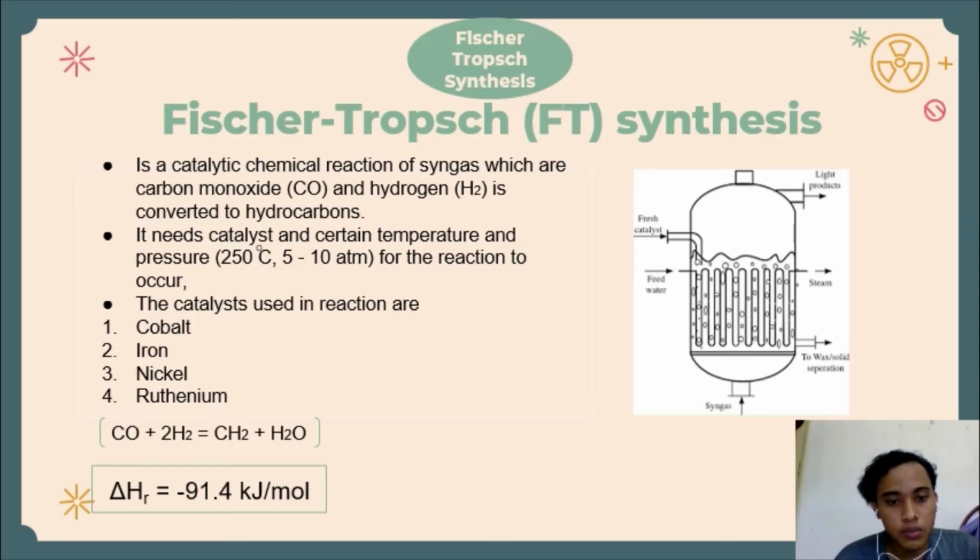The reaction occurs at 250 Celsius and 5 to 10 atmosphere. Examples of the catalyst are traditional metals such as cobalt, iron, nickel, and ruthenium. So these are the reactors for the FT synthesis. Moving to the next part.